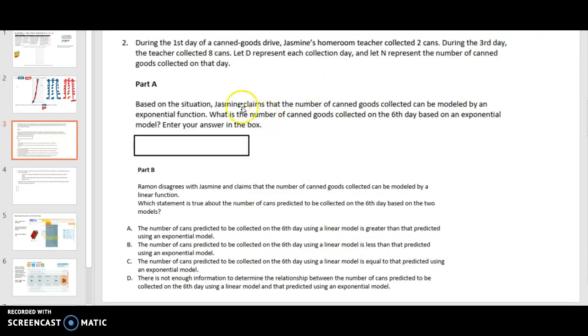Alrighty, so moving on to question number 2, we're going to read through it. I don't know if we're going to finish it in my recording. It only lets me record 15 minutes, so if we don't finish this, it'll just be in the part 2.